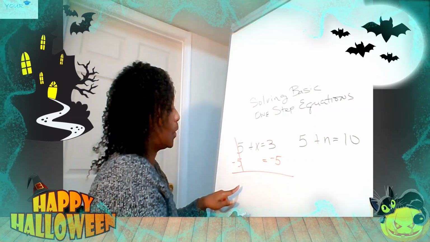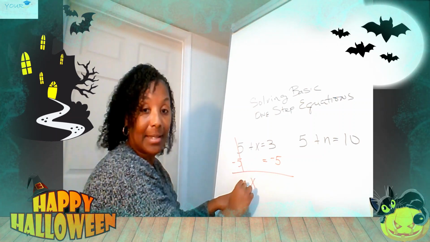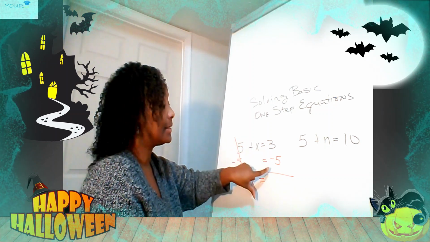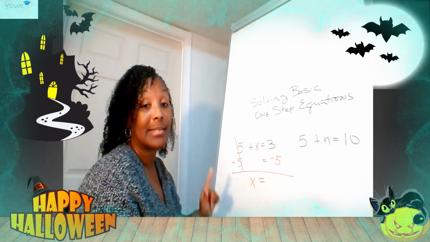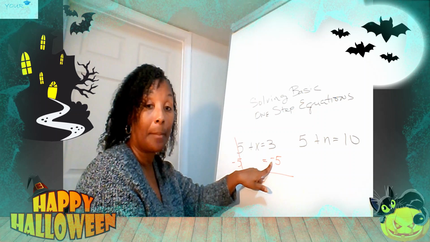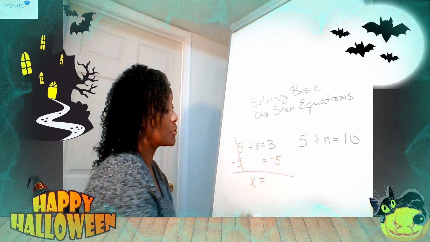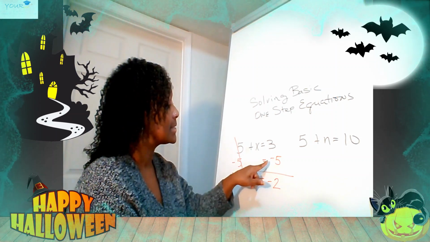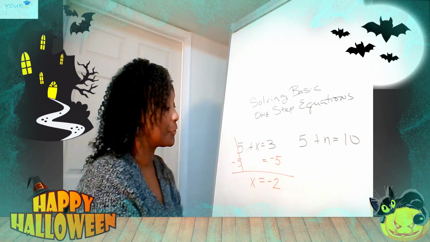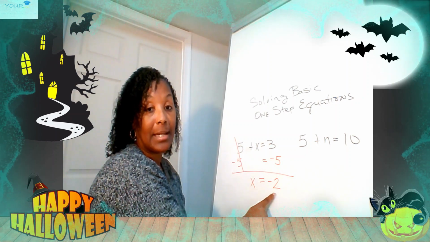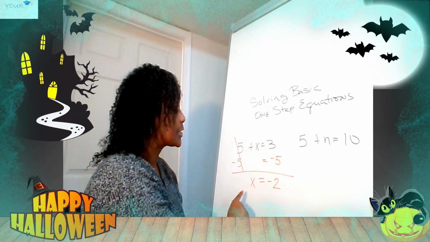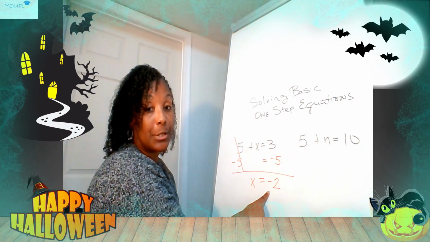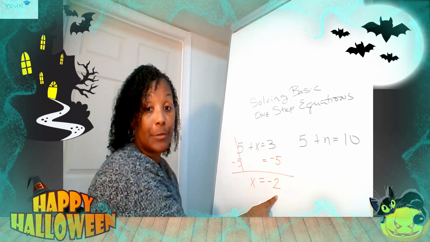So now, on my left side, I have x equals, and now I have a positive 3, a negative 5. I know that I need to subtract because I have two numbers with the opposite sign. And so when I subtract, I get a negative 2. And why a negative 2? Because I have a negative 5, which is greater than my 3, and so I'm going to end up with a negative 2. So now my value for x is negative 2. So x equals negative 2.